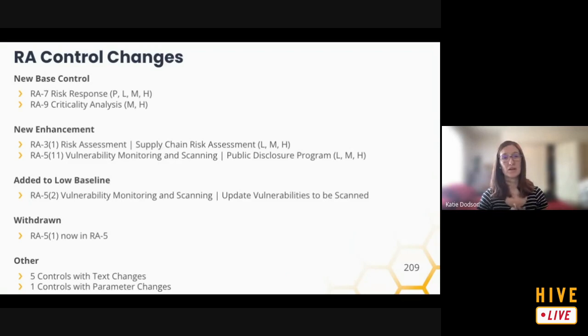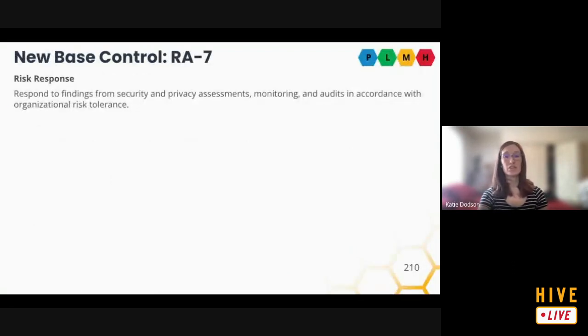Updating vulnerabilities to be scanned for vulnerability monitoring and scanning was added to the low baseline. So that was not a requirement previously for low and is now. One control was withdrawn, and there were some text and parameter changes as well. All right, so new base control RA-7 impacts privacy low, moderate, and high.